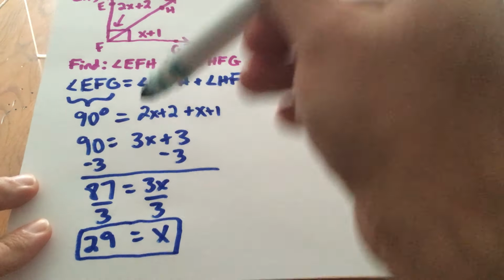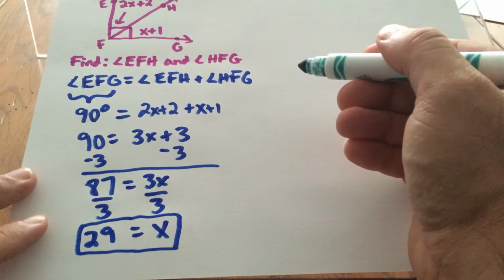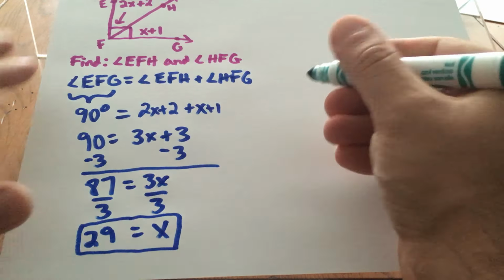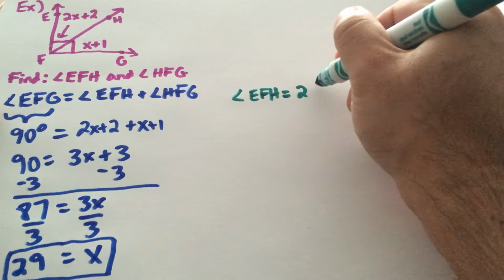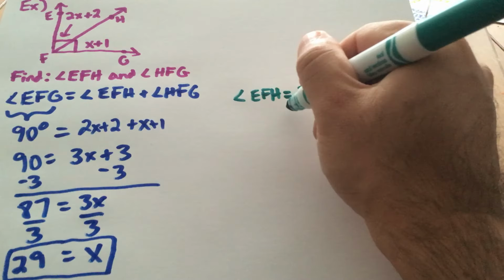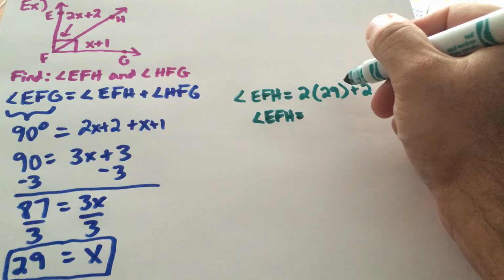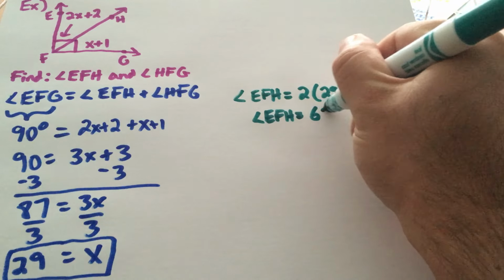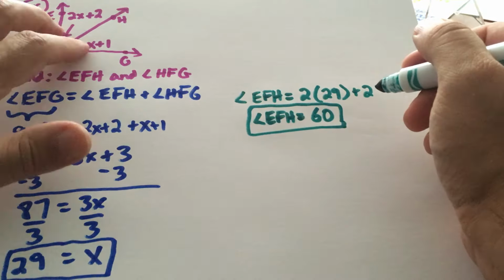Now, continuing on though, they didn't ask us to find x, they asked us to find angle EFH and HFG. So over here we can say that angle EFH, that was equal to 2x plus 2. So instead of x, now we're going to put 29, which we found down here. 2 times 29 plus 2. So angle EFH, 2 times 29 is 58 plus 2 equals 60. Now I know when I go to plug it into this value that I better get 30 degrees or I did something wrong, but we'll go ahead and plug it in.